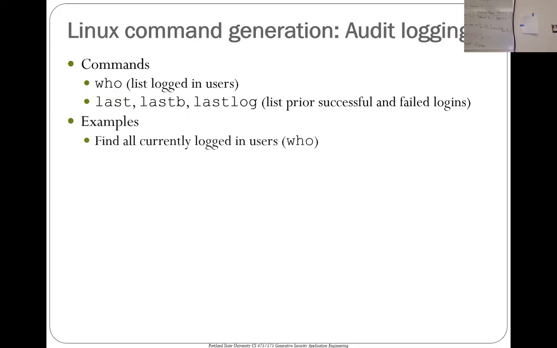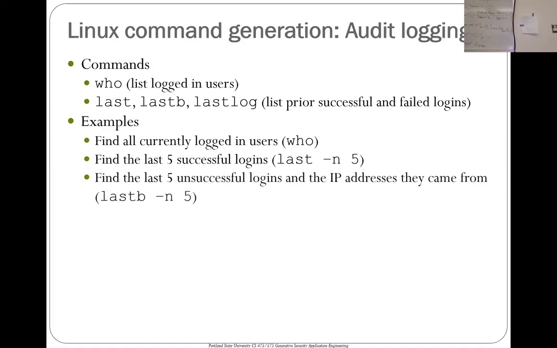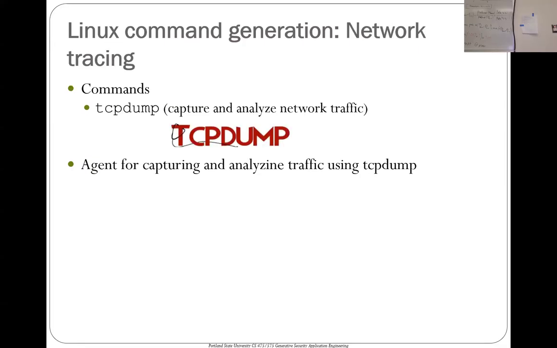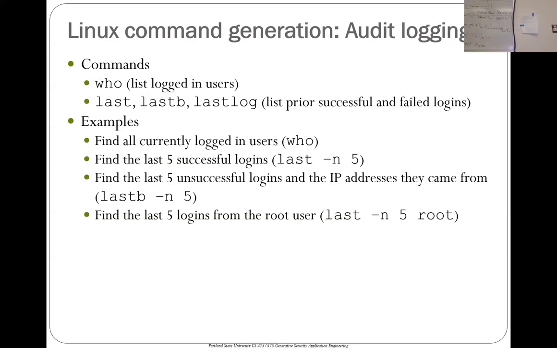So find all currently logged in users, and then your command tool should hopefully run who. Find the last 5 successful logins. It uses last for those. The unsuccessful ones use last -b. The last 5 logins from the root user, and then you can specify the username and the number of logins that were recently performed, and that's your lab.